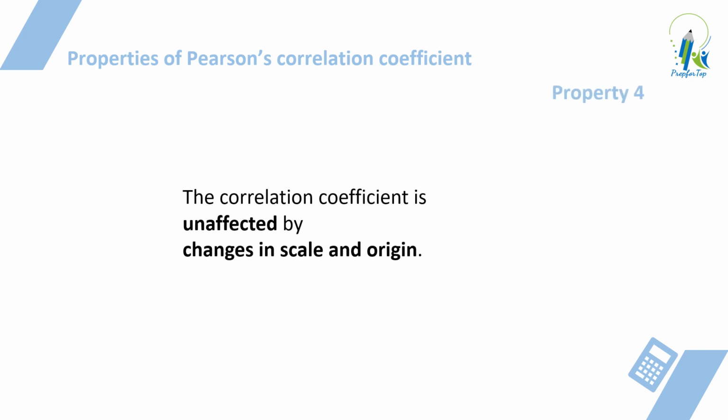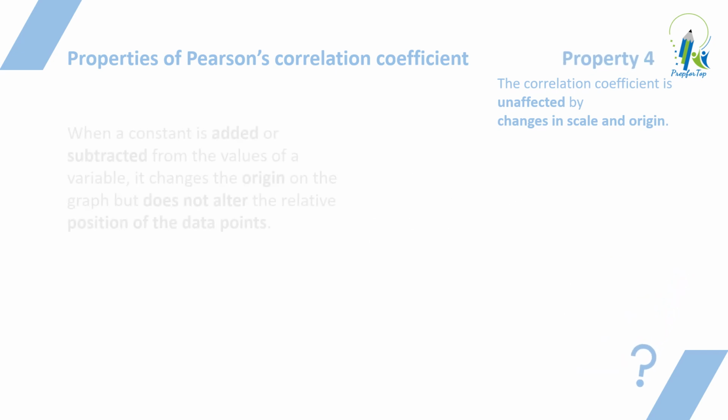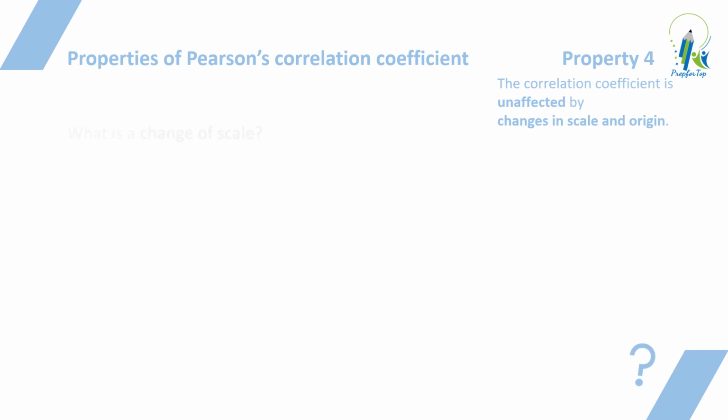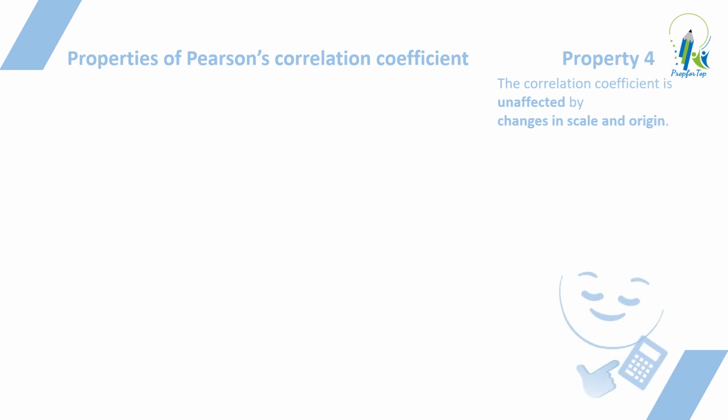Property 4. The correlation coefficient is unaffected by changes in scale and origin. What is change of origin and change of scale? A change of origin is when a constant is added or subtracted from the values of a variable. It changes the origin on the graph but does not alter the relative position of the data points. What is a change of scale? When a positive constant is multiplied or divided with the values of a variable, it changes the unit scale on the axis, but the relative positioning of the data points remains the same.